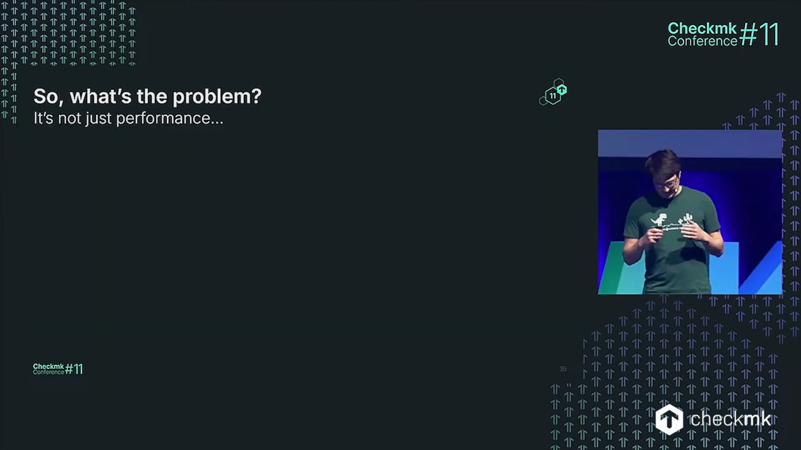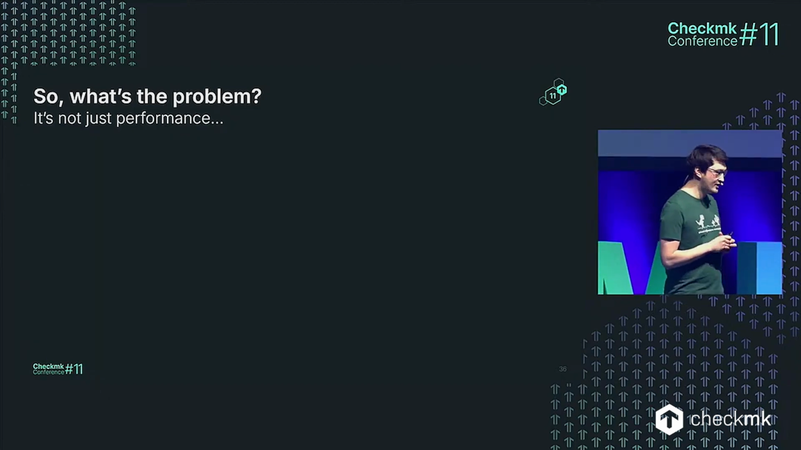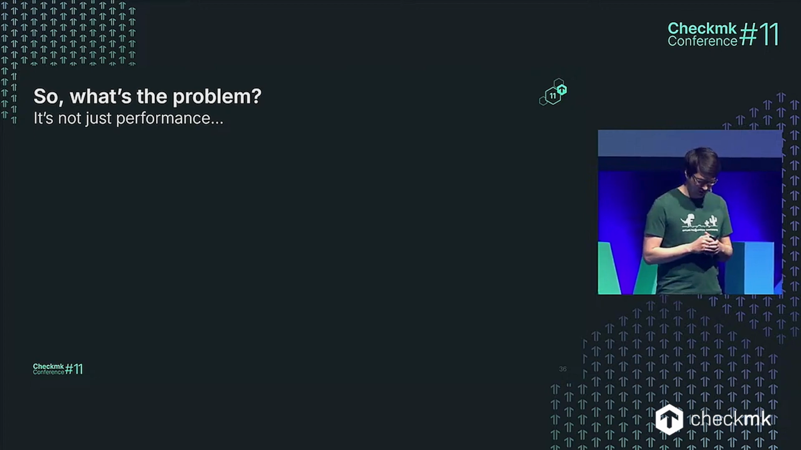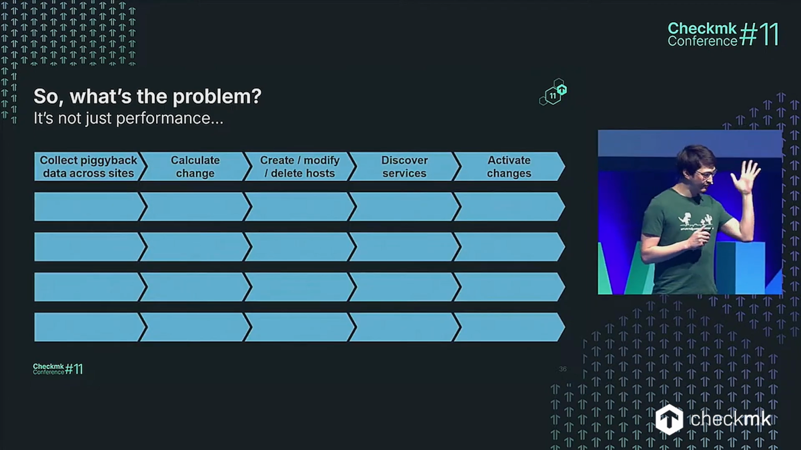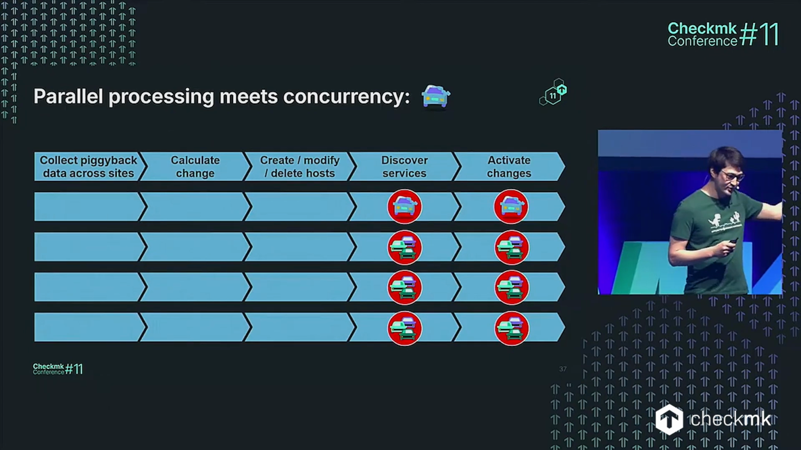And you might wonder, what is now the problem? Because, I mean, is it just performance? It's actually much more. Because just imagine you have 5 connectors doing this all the time. And these things happen concurrently. And at some point, they meet a bulk service discovery. And that's where parallel processing meets concurrency.